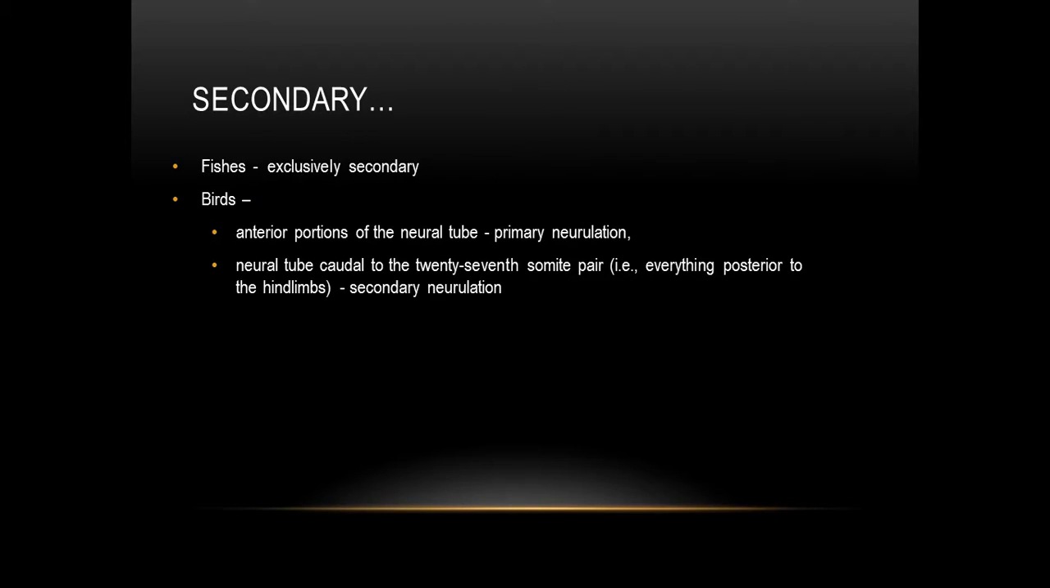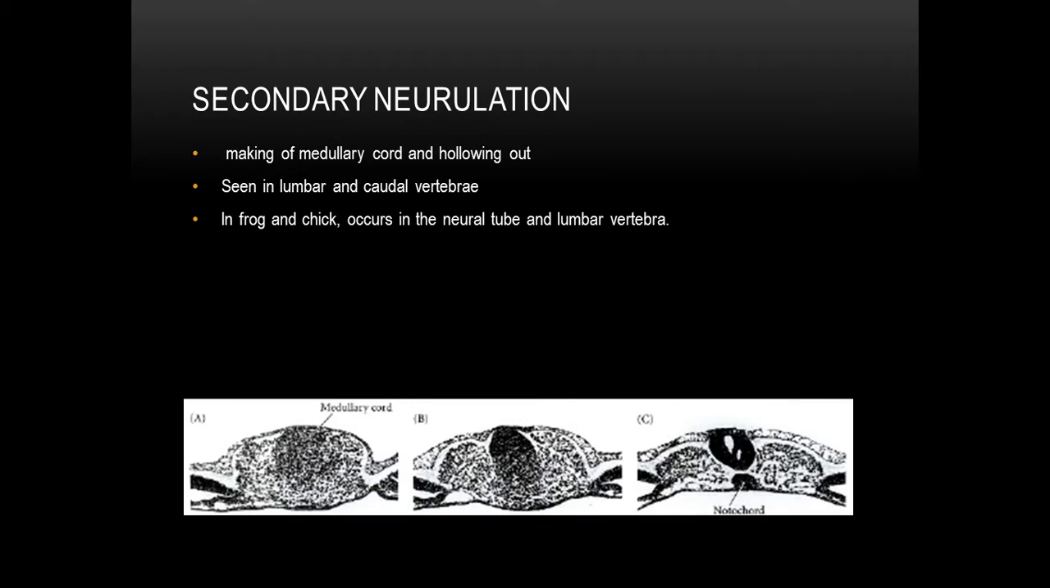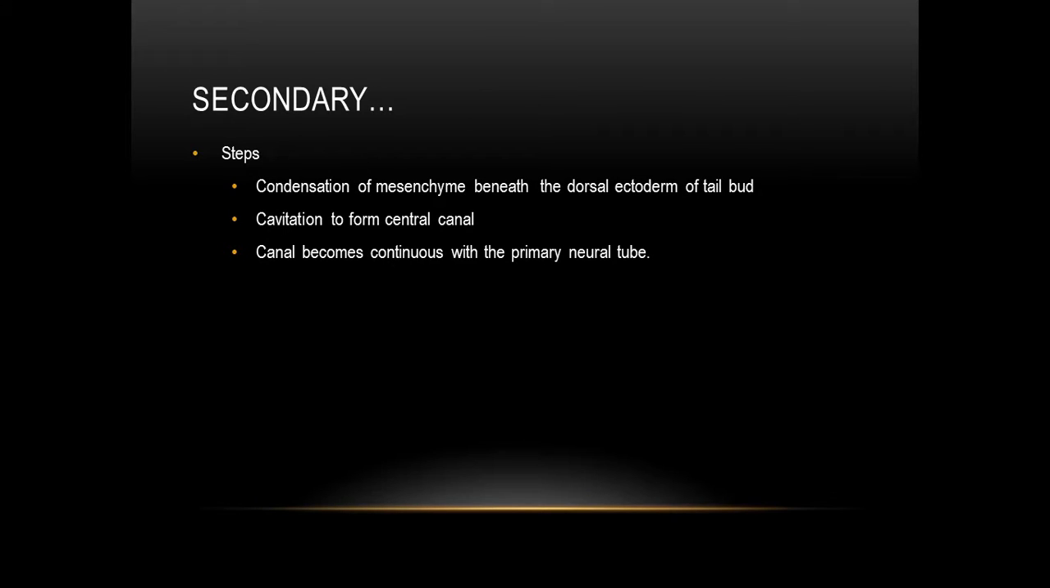This canal, as you can see in the picture in letter C, as a culmination of secondary neurulation, is the result of the major cavitation of the neural tube, and it will become continuous with the primary neural tube. Let's describe secondary neurulation in different vertebrate animals.